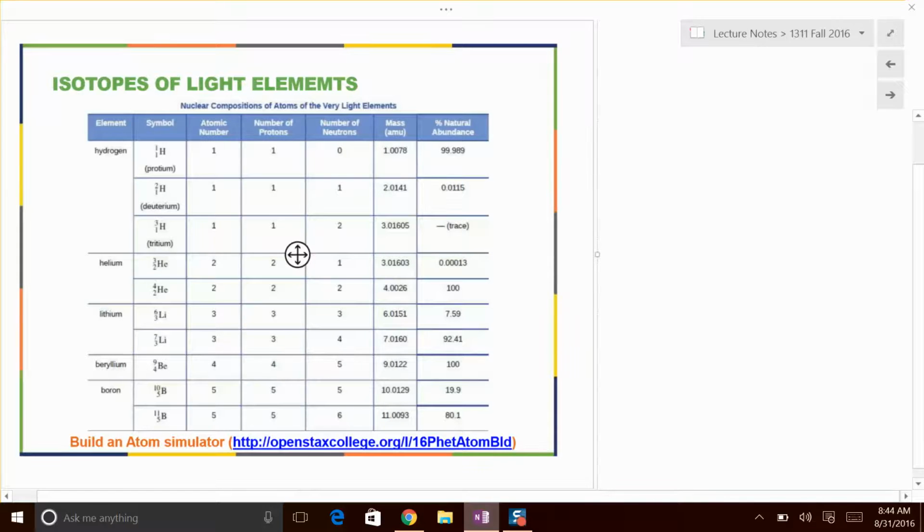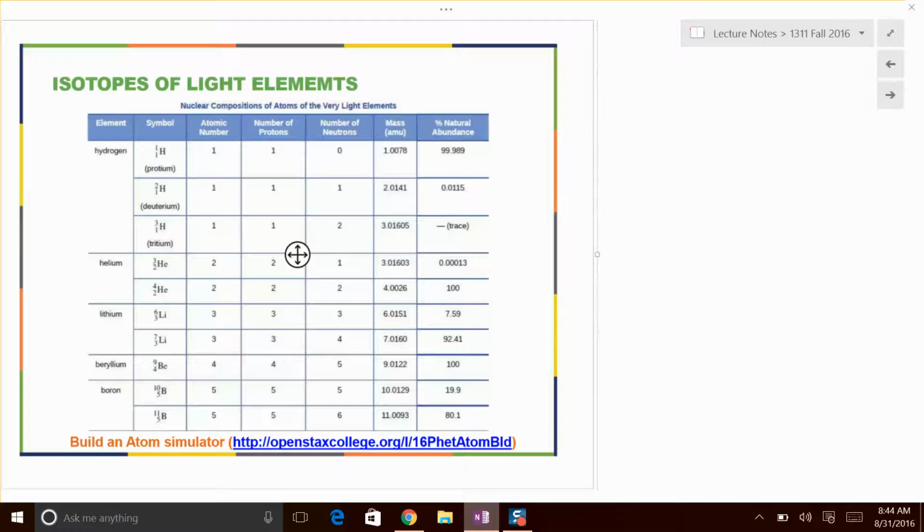Here are some isotopes of hydrogen. Hydrogen 1, 2, 3. You can see the atomic number is the same. The number of protons is the same. It's the number of neutrons that changes. We have deuterium, tritium. Okay, those are both radioactive isotopes of hydrogen.